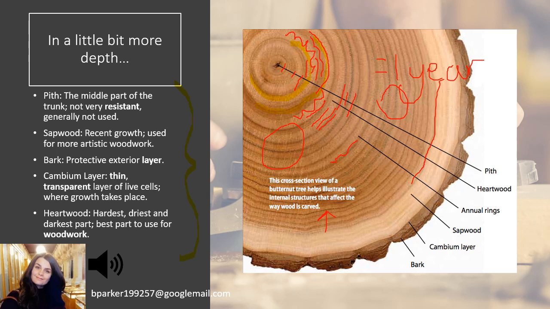So the main thing to remember is this: a light ring plus a dark ring equals 1 year's worth of growth, which means that we can count how old a tree is by looking at it once it's been cut down.